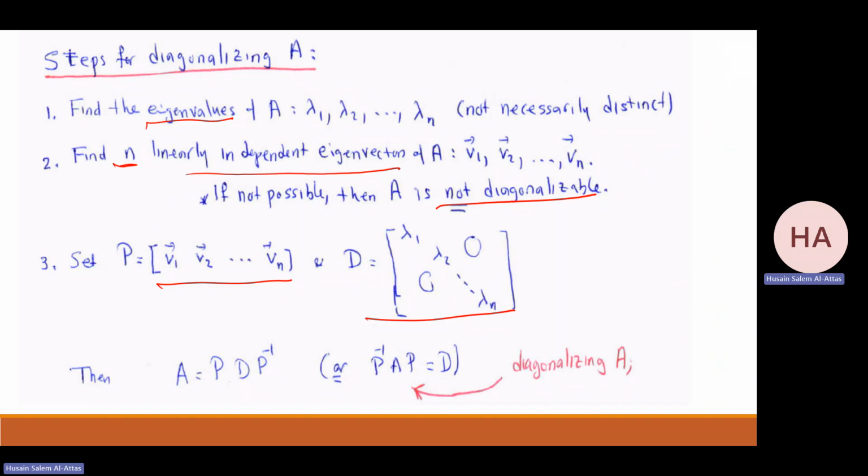We'll continue doing this diagonalization of a matrix. Just to remind you, what are the steps? Eigenvalues, eigenvectors. The matrix is n by n. If I have n linearly independent eigenvectors, then A is diagonalizable. What is P? I just list the eigenvectors. In D, on the diagonal, I list the eigenvalues. So I have A equals P D P inverse. If I did not get n linearly independent eigenvectors, then A is not diagonalizable.